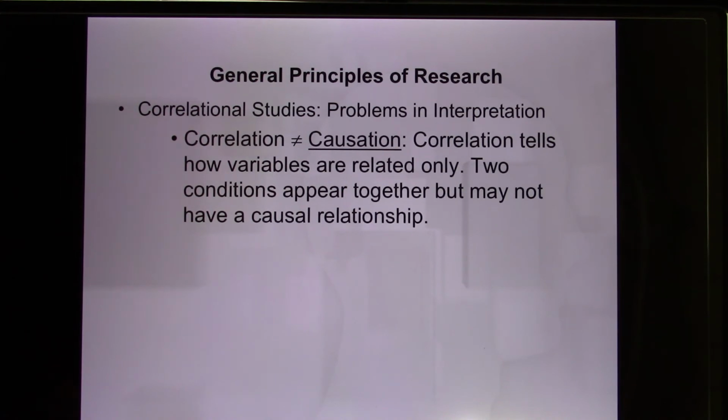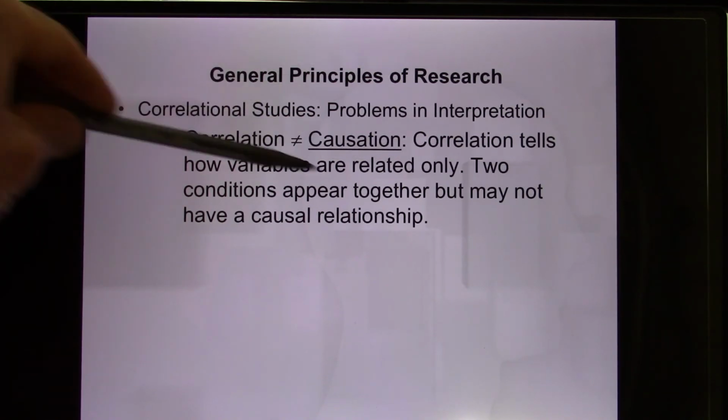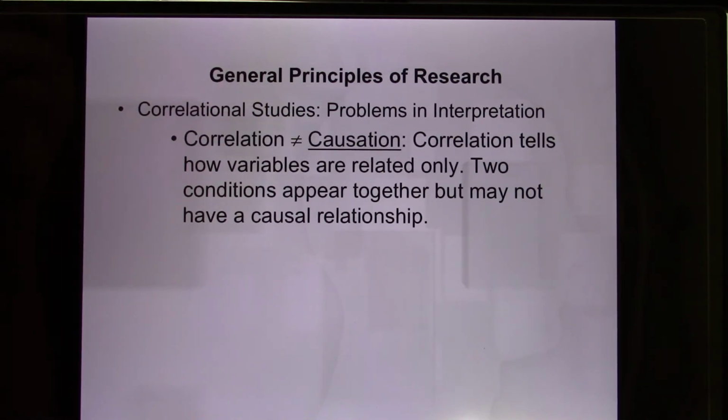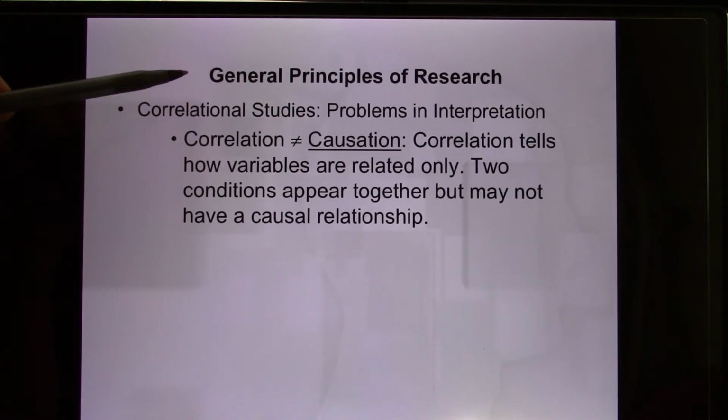And the correlational study is very powerful, especially in humans. It's sometimes difficult to do the experiment, so you do the correlational study. But when you interpret the correlational study, you need to be careful because correlation is not causation. So you cannot use a causation conclusion to talk about a correlational study.